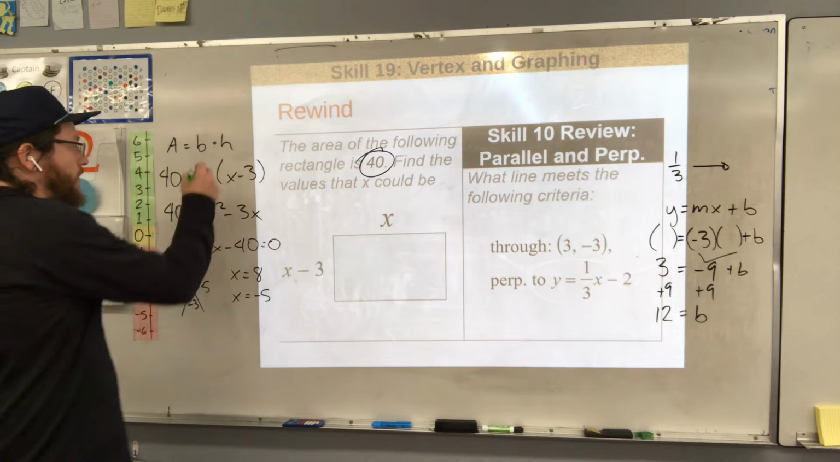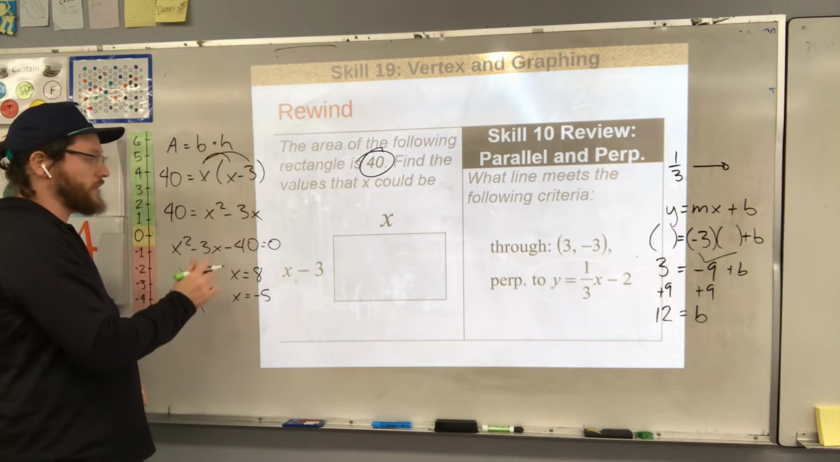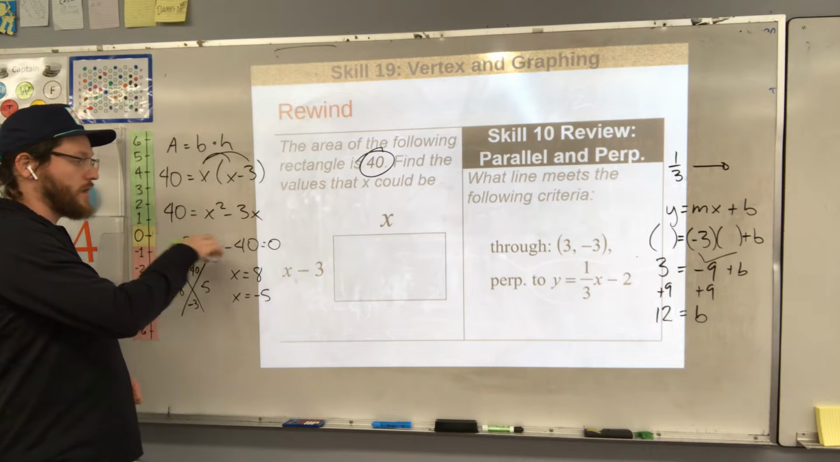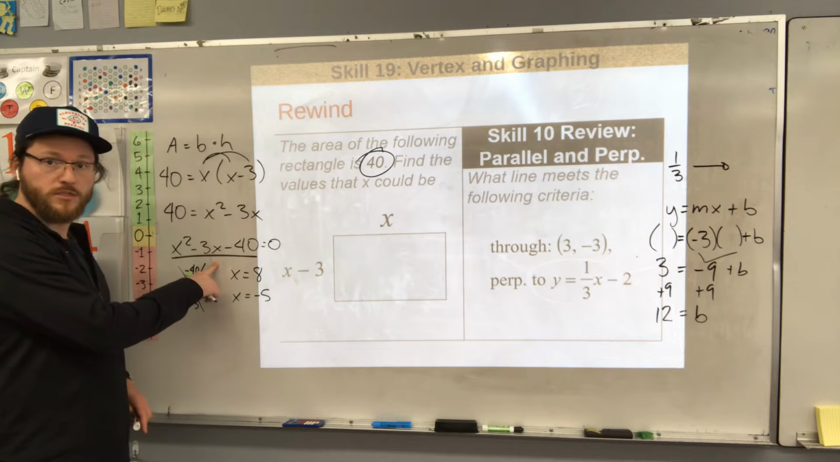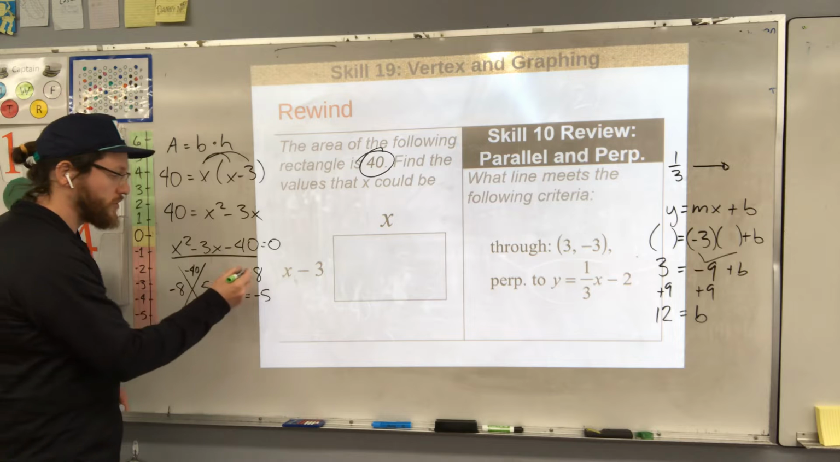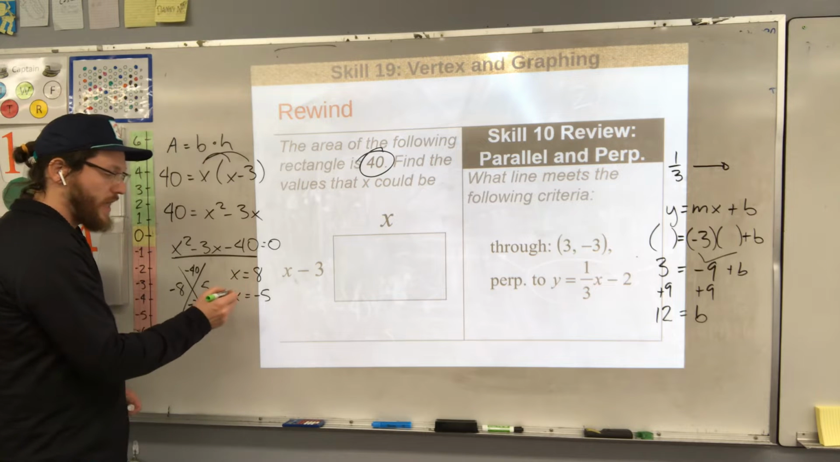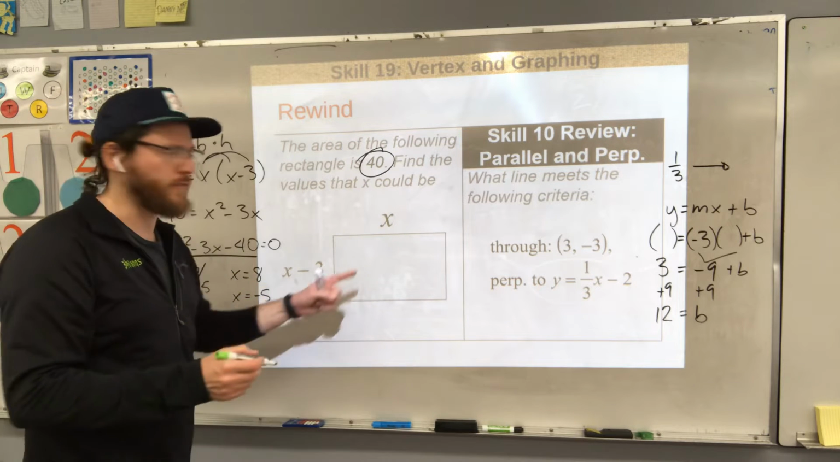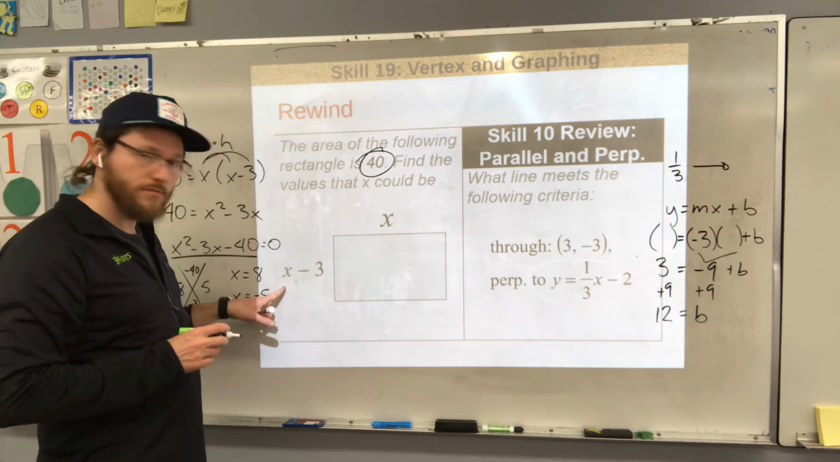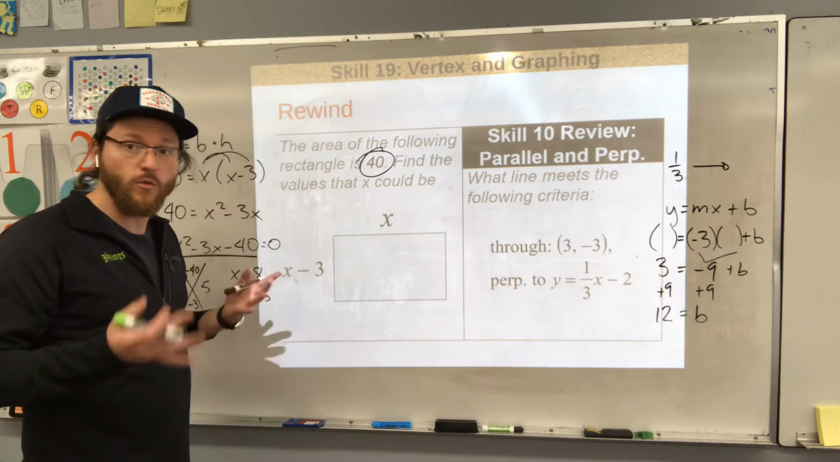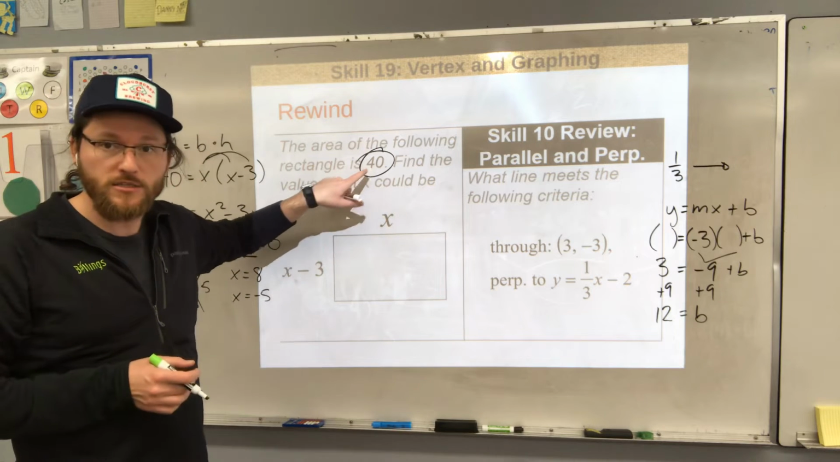Once we get it this far, we're going to have to distribute in our x. That gives us x squared minus 3x. Move our 40 over, and all of a sudden we have an equation here that we can solve using Xbox. The two solutions you get should be x equals 8 and x equals -5, right? And if you plug either one of those numbers in for x, 8 and 8, or -5 and -5, either way, you're going to get 40 as your area.